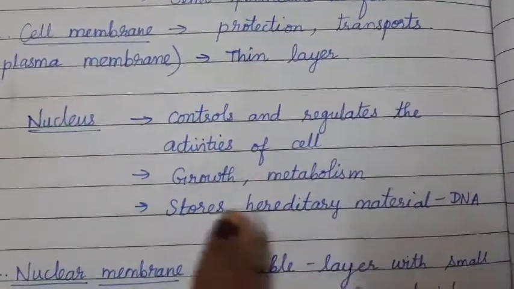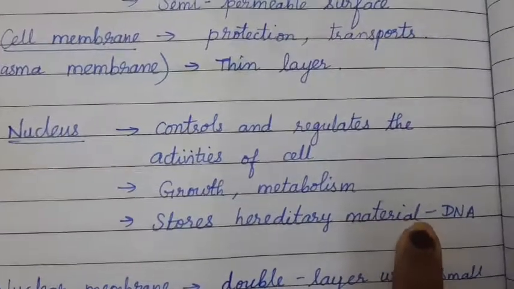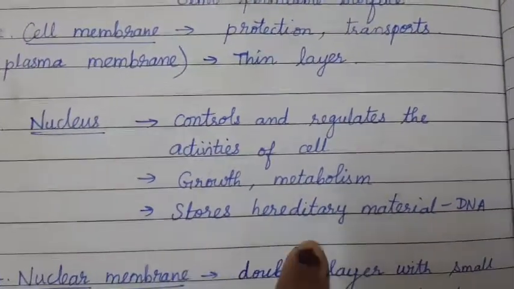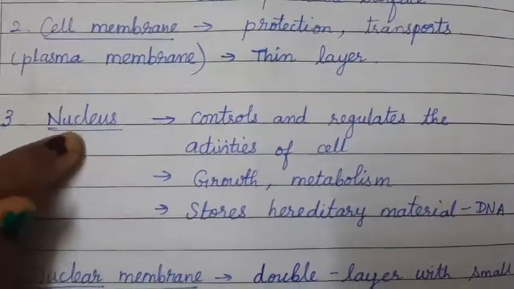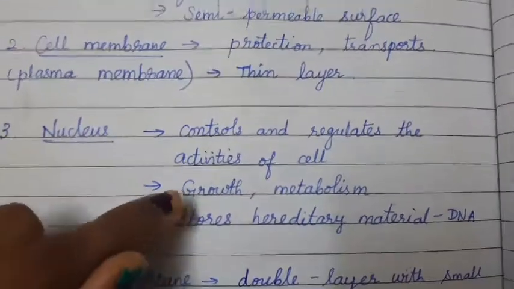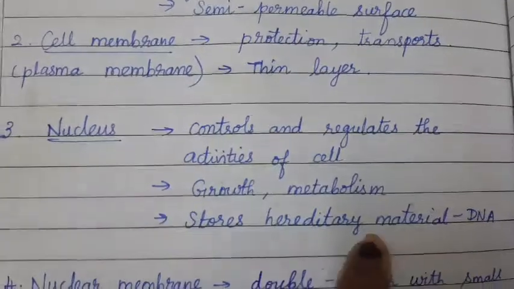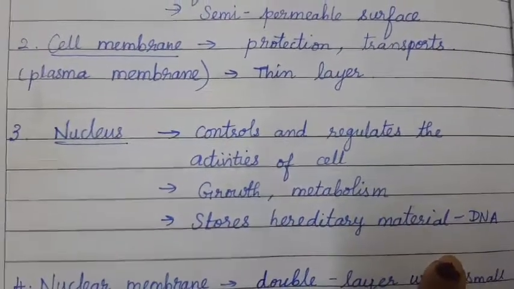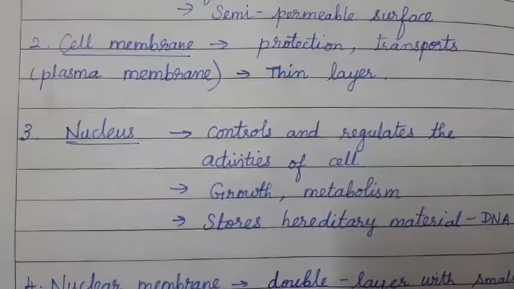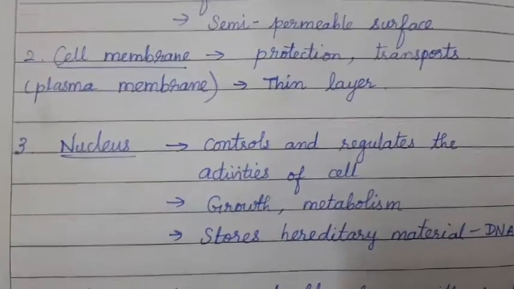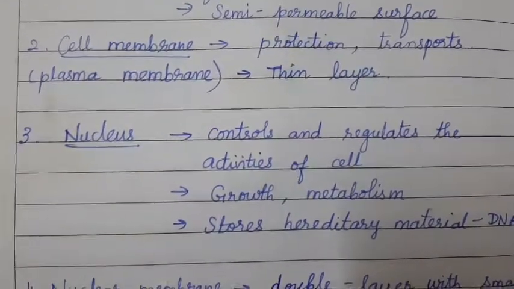Function number 2 is it stores the hereditary material DNA. I told you already, the nucleus is the important one. Why? Because it has the responsibility of storing the hereditary information, how the genes are transferred from the parent to the offspring. Offspring means young ones.